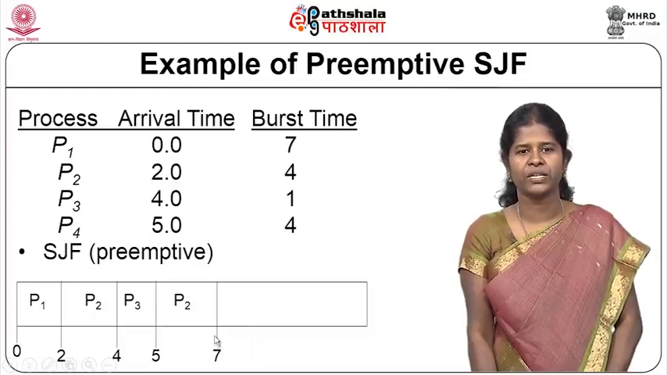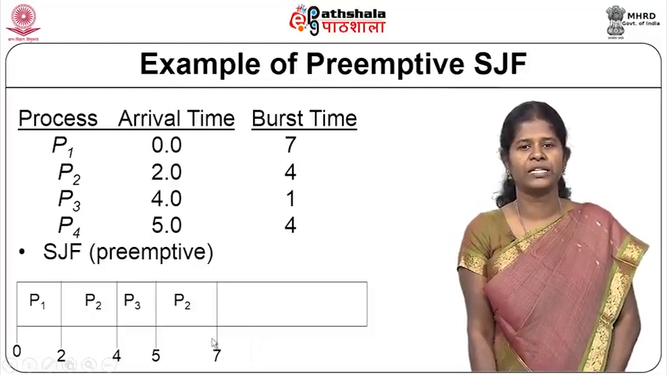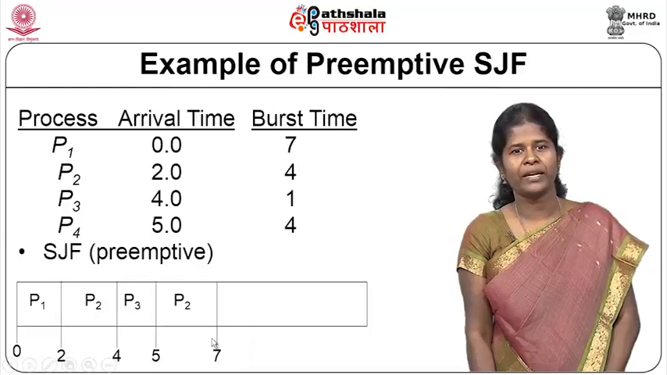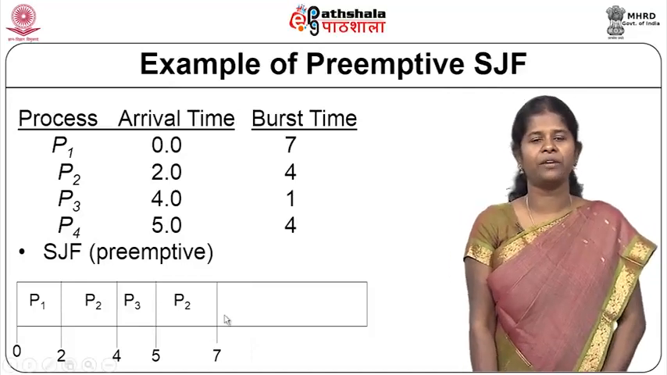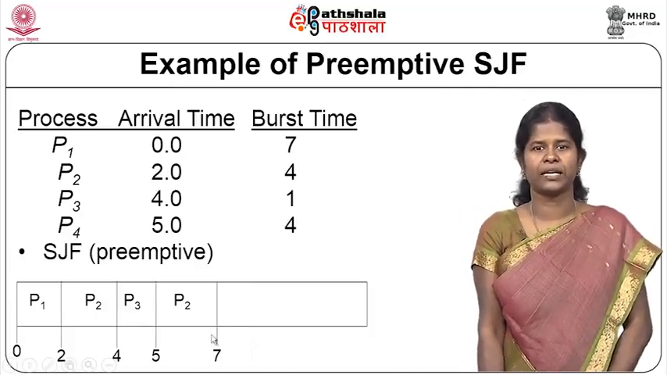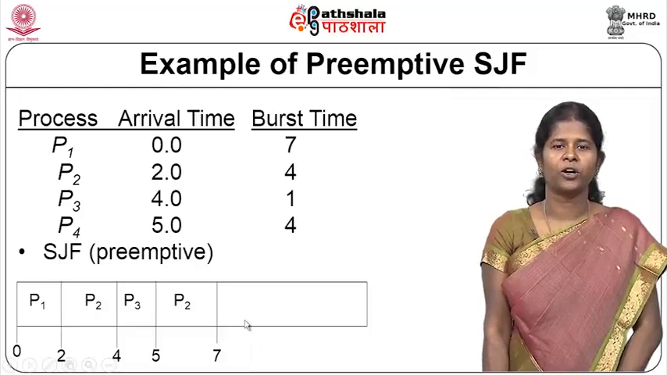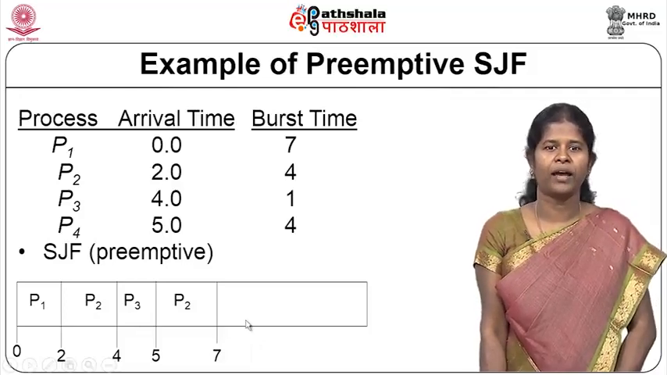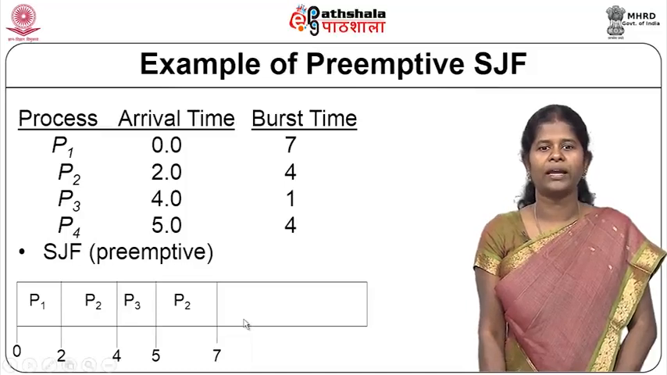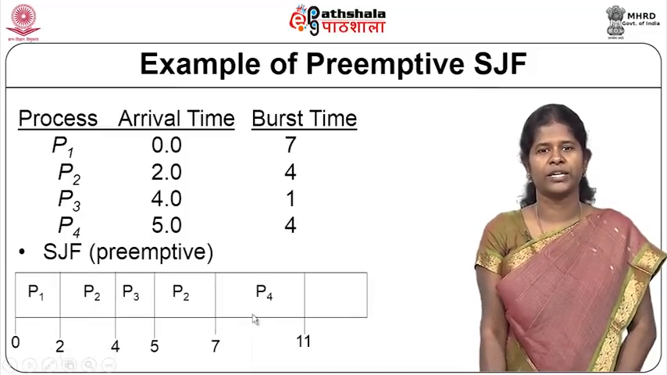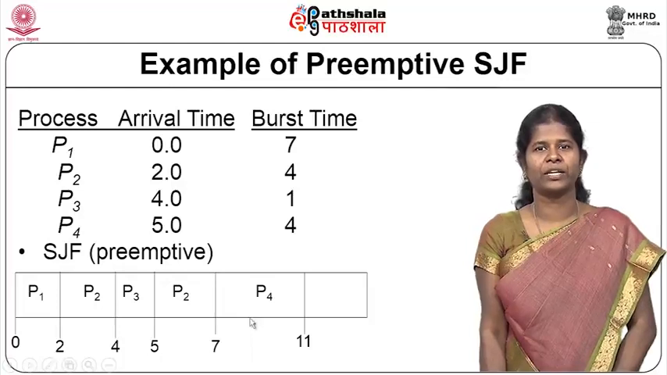So, from 5 to 7, P2 finishes off its CPU burst. Now, the remaining processes are P1 and P4: P1 with 5 remaining milliseconds and P4 with 4 remaining milliseconds. Of these two processes, the shortest is P4, and hence P4 is scheduled next. So, P4 is given the CPU.